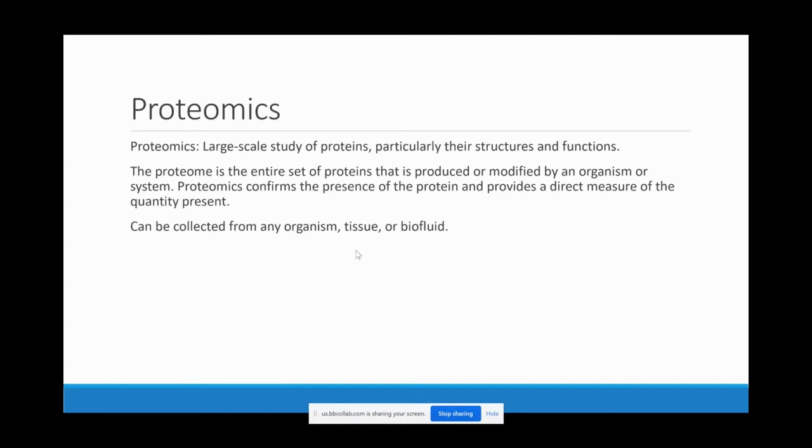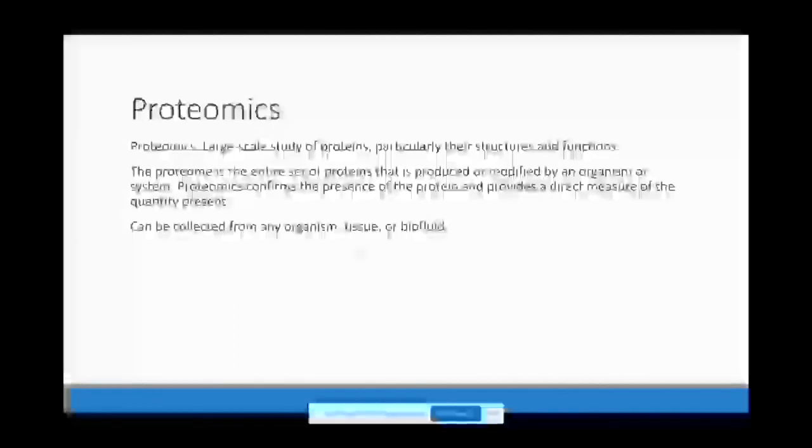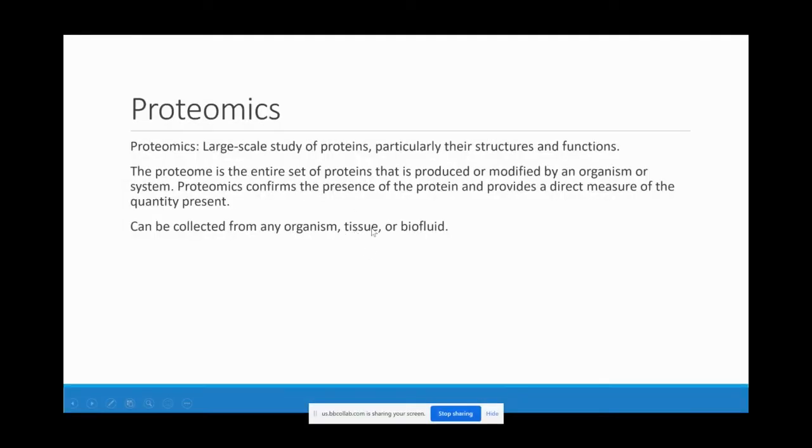Just like transcriptomics, you can collect these from any organism, tissue, or a biofluid like urine or saliva or your blood. Again, it's going to be easier to focus when you're looking at a large organism on things like just the proteins in a particular tissue, just the proteins that are in the blood, etc. Whereas if you look at just a cell or just a small organism, you could collect the proteins from the whole organism and look at what's happening.